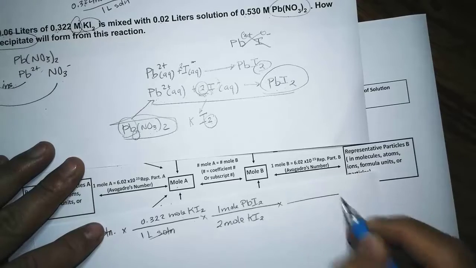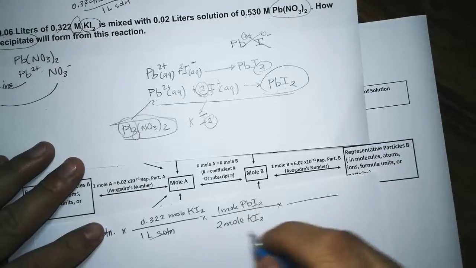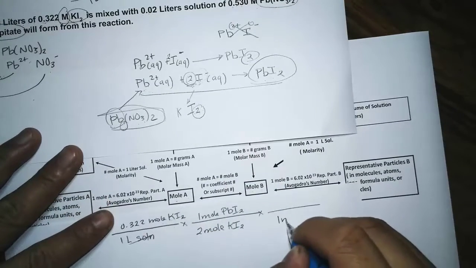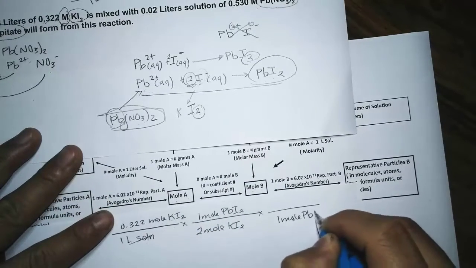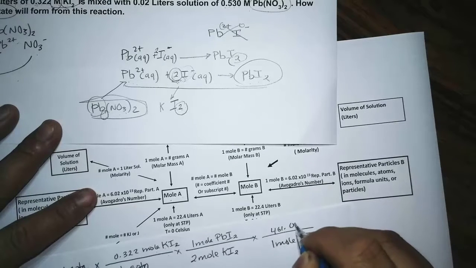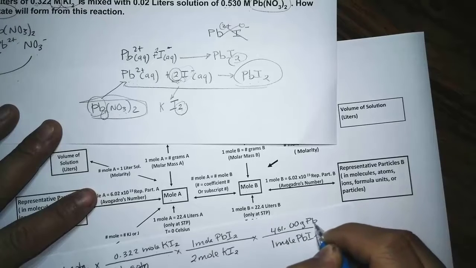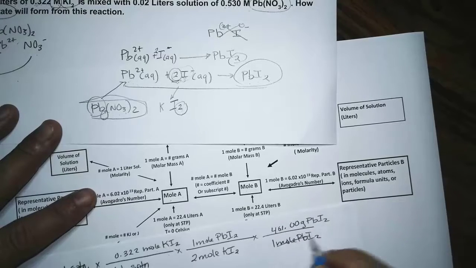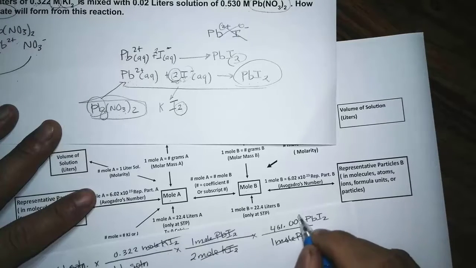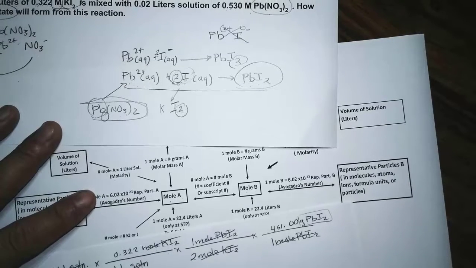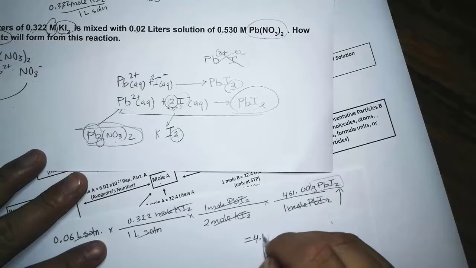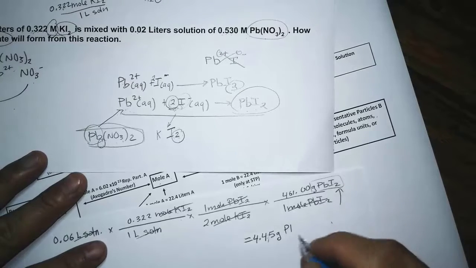Of course, we can solve for the mass of precipitate using the molar mass. In this case, we have 1 mole of PbI2, the molar mass is 461.00 grams of PbI2. And the moles of PbI2 cancel out, and the moles of iodide cancel out. That gives us our mass of PbI2. And we plug into a calculator, and we have 4.45 grams of lead iodide.